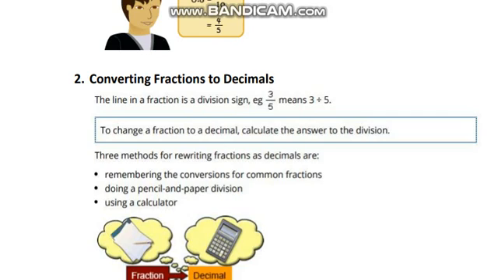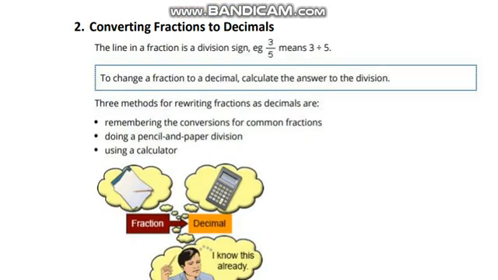There are 3 methods for rewriting fractions as decimals. The first one is remembering the conversions for common fractions. For example, 1 out of 2 equals 0.5. If you cannot remember, you can do a pencil and paper division. The next method is to use a calculator, but in our school, as you know, students are not allowed to use a calculator during the test. So I recommend you do a pencil and paper division.